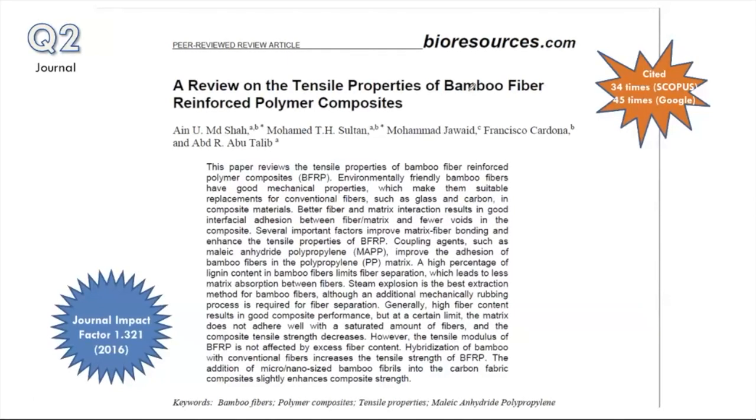Another journal paper that we published way back in 2016 is in a Q2 journal called bioresources.com, and the title of the paper is A Review on Tensile Properties of Bamboo Fiber Reinforced Polymer Composites. As you can see here, as the article gets more years, meaning that, let's say this is 2016, it has been cited more times: 34 times in Scopus and 45 times in Google.